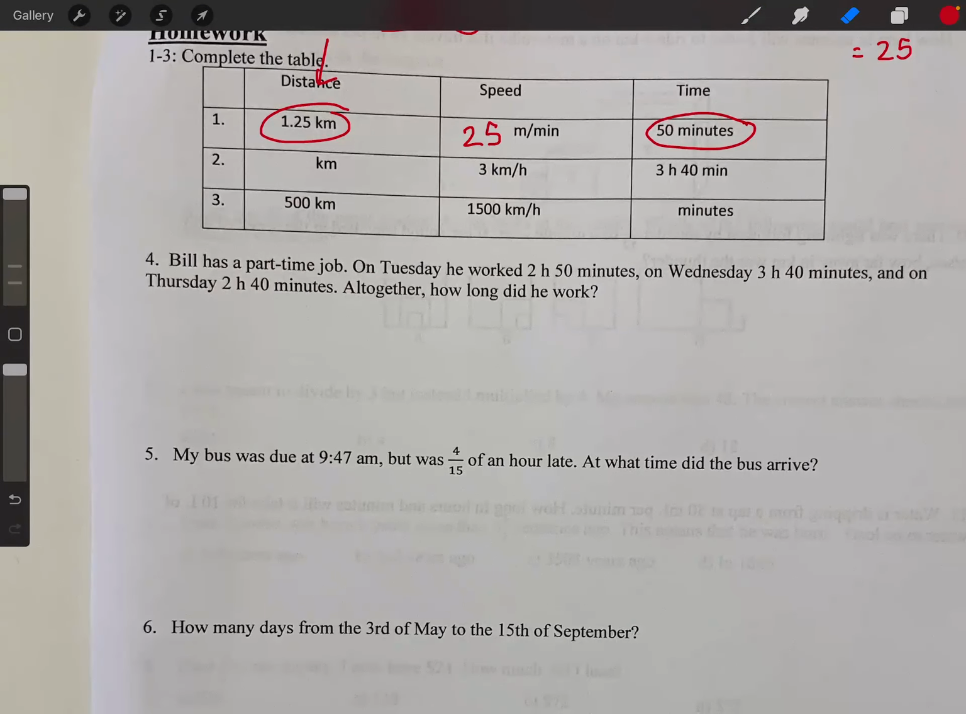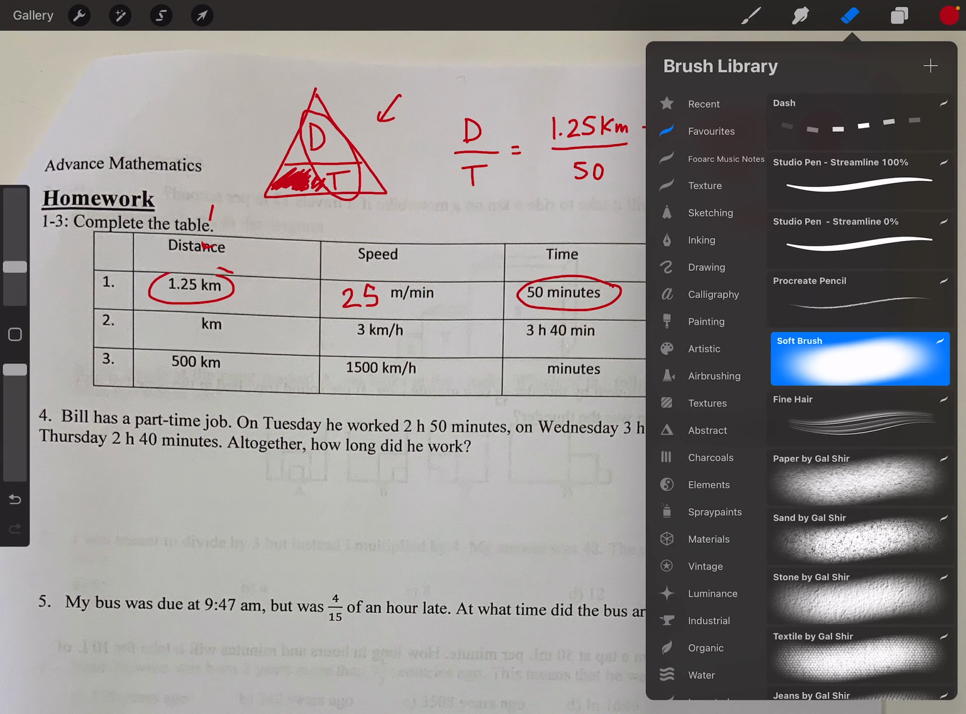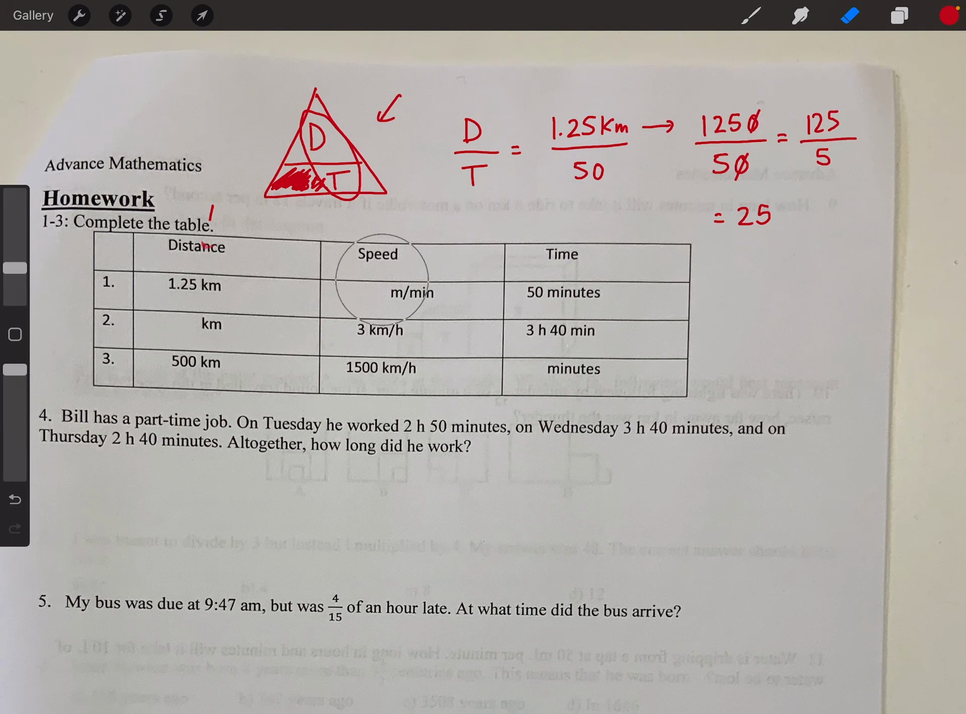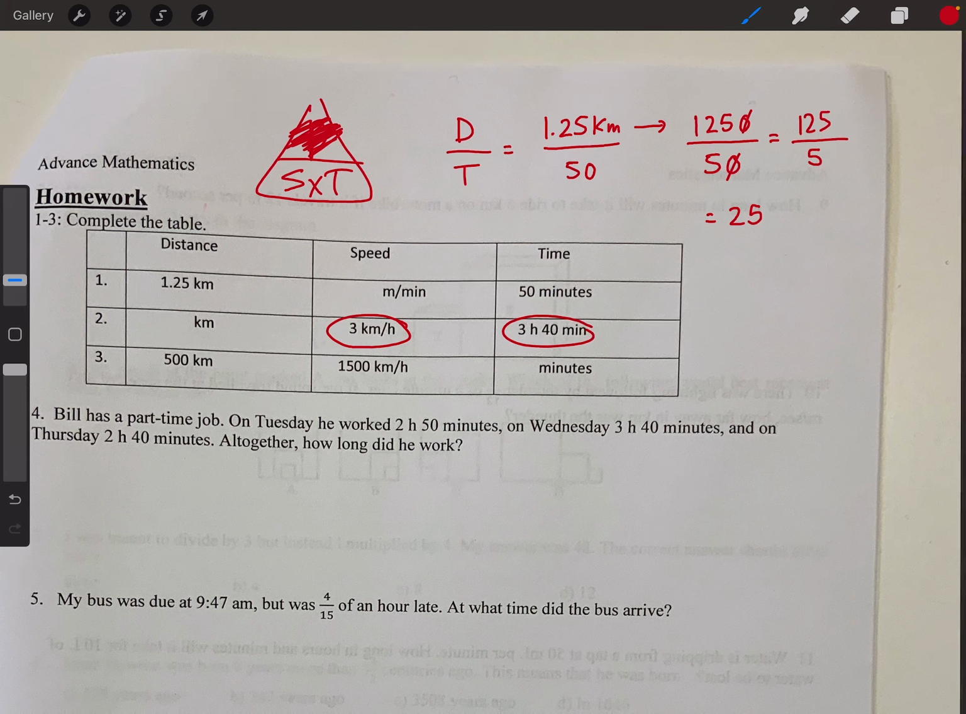That's done. Now question 2. You're asked to find the distance. Let me just rub this out. Alright, number 2, you're given the speed and the time, and you're asked to find the distance. So if you want to find the distance, we cover up the d for the distance, and you can see that it's going to be speed times time.